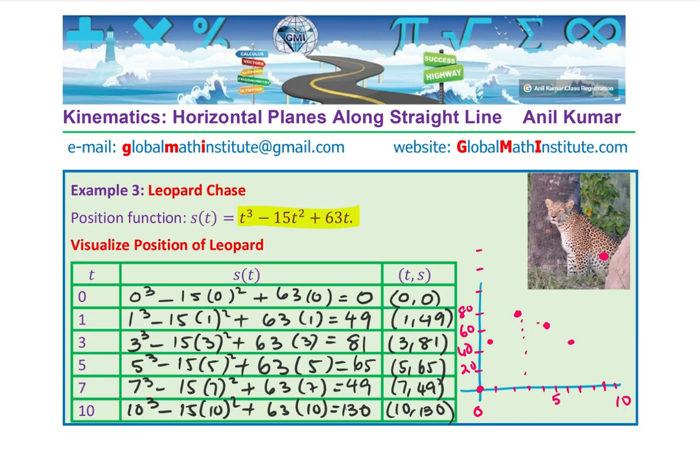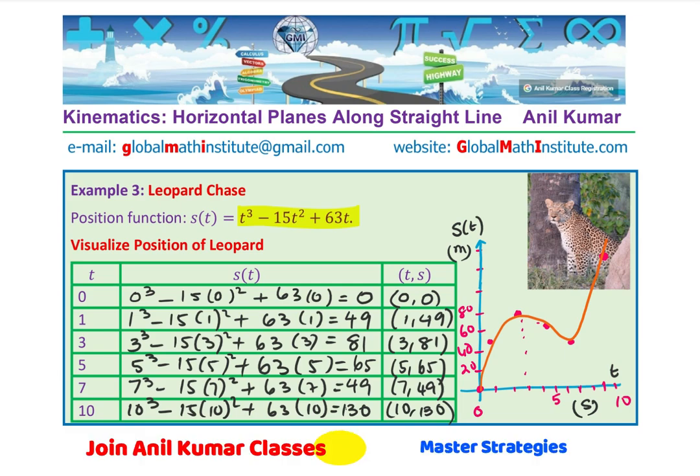So what you see here is that we can connect these points and get an approximate graph. Do you see that? So that becomes the displacement with time, time being in seconds and displacement in meters. Makes sense, right? So we have a scatter plot which kind of gives us an indication of the position of our leopard at different instances of time. Is that clear to you?